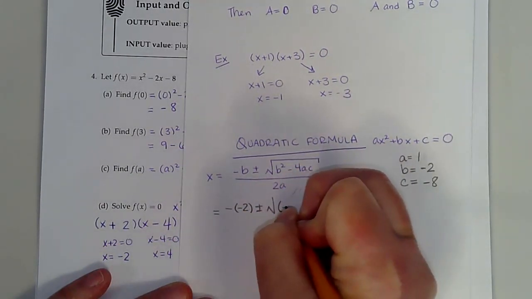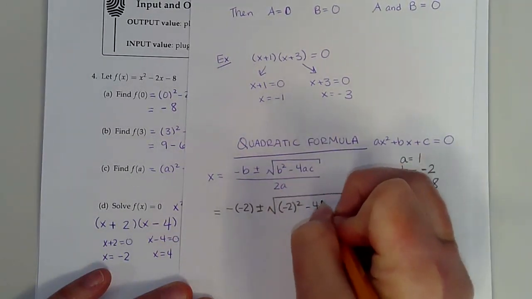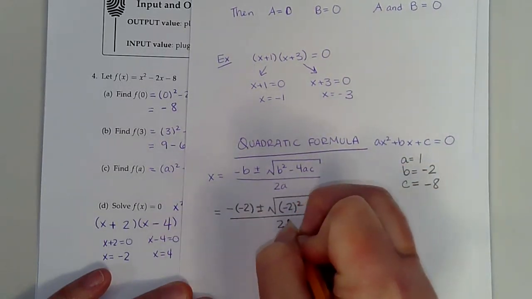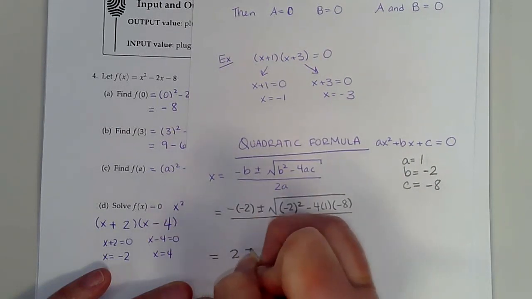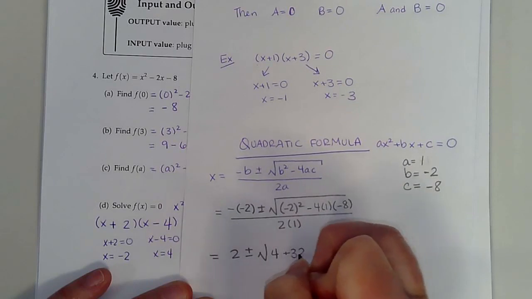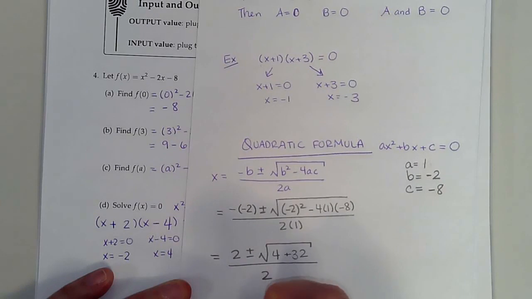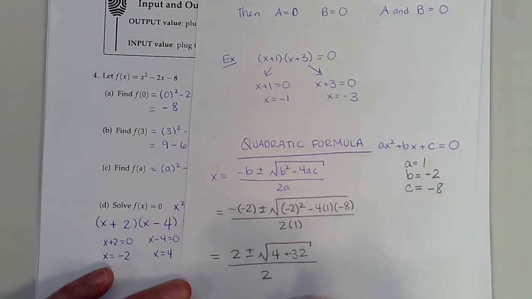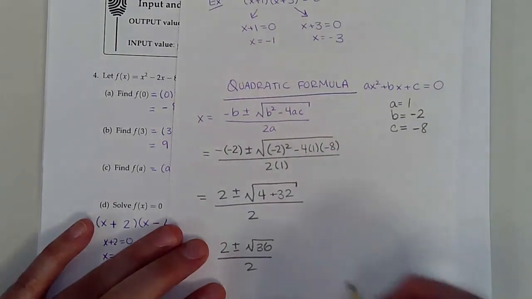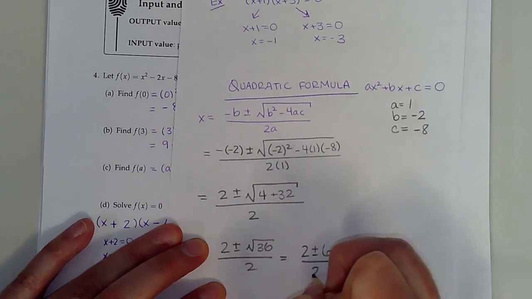minus the square root of negative 2 squared minus 4 times 1 times negative 8, all divided by 2 times 1. So that'll be 2 plus or minus the square root of 4 plus 32 over 2, which gives me 2 plus or minus square root 36 over 2. And 36 is a perfect square, so that makes that nice for us to solve. So I get 2 plus or minus 6 over 2.